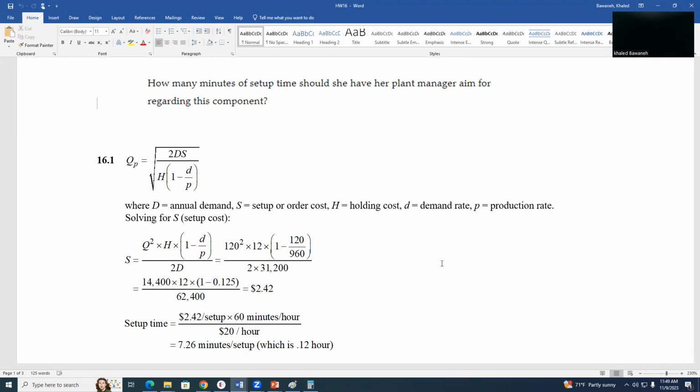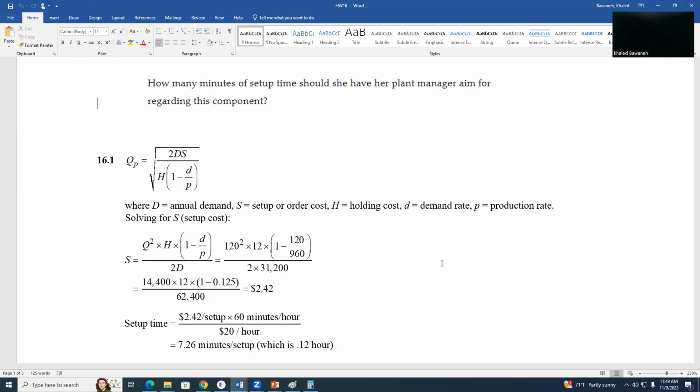QP. Now QP, when you have production rate. In the EOQ, we don't have production rate, we don't involve the small e, right? So this part is not involved. So this is 0 in the previous example, right? But here, when you have production rate involved, we use this. Okay.